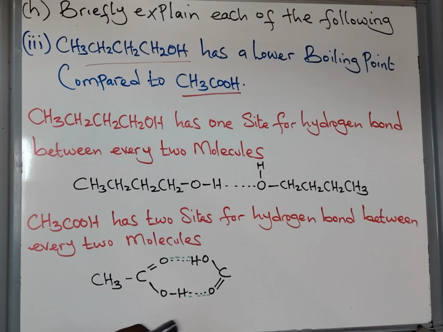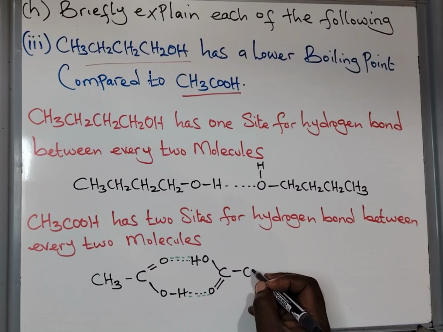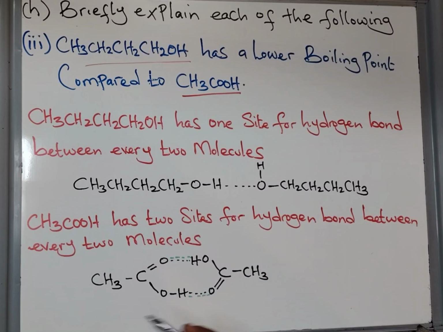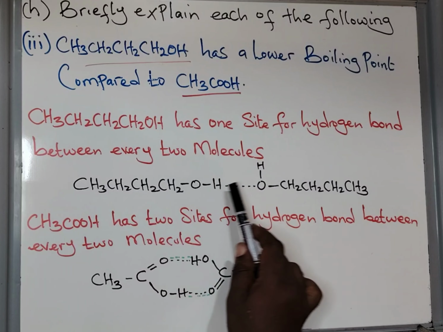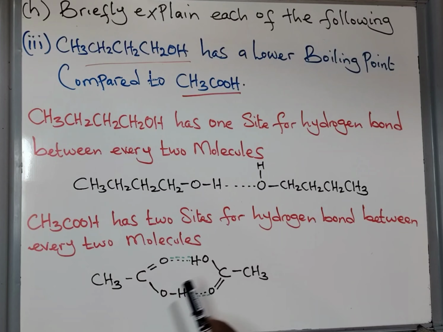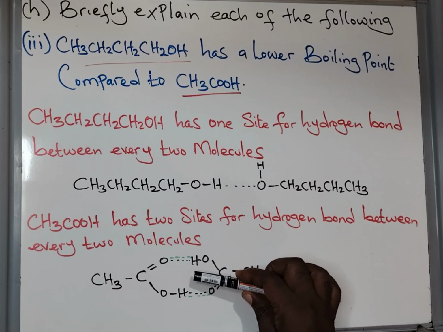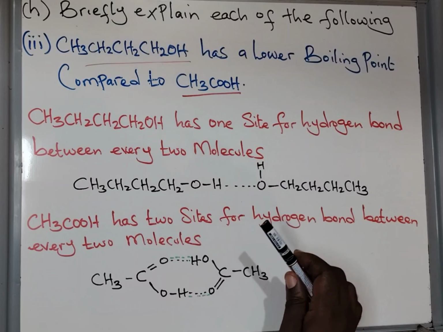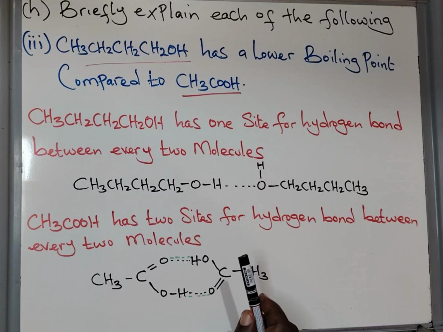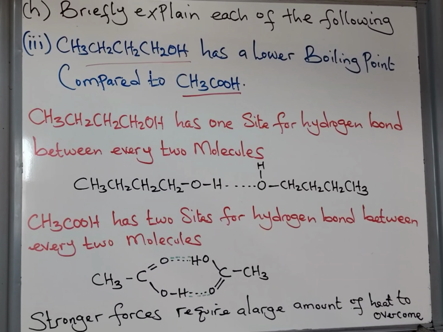So what do we have here? A methyl group. When you look at this pair of molecules, they have two sites, while this one has only one site. And that's what causes this compound to have a higher boiling point. Because from the conclusion, what do we say? Stronger forces require a large amount of heat to overcome.